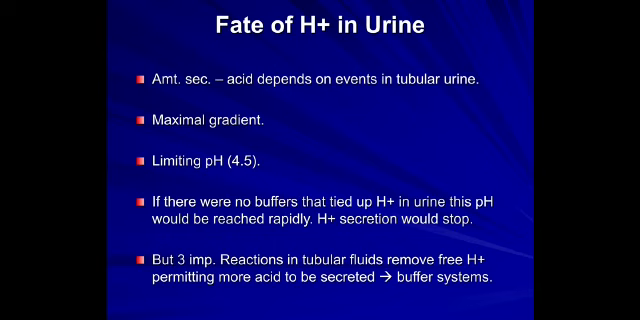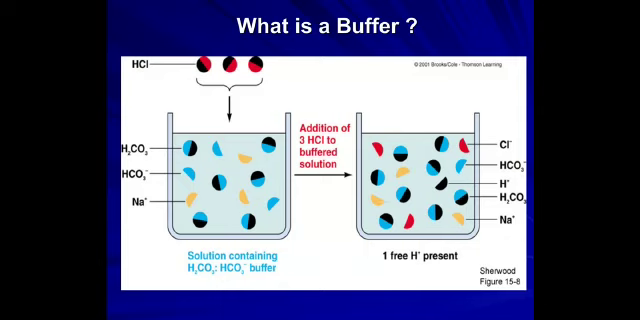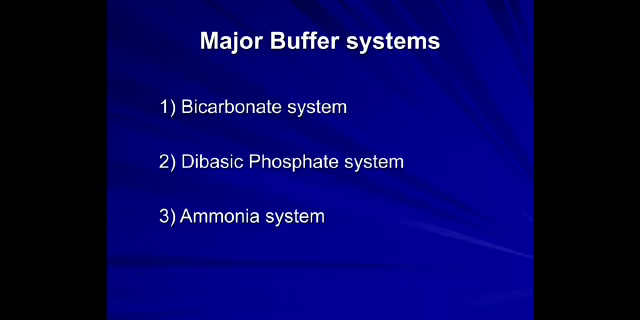If there were no buffers that tied up hydrogen in the urine, this pH would have been reached rapidly and hydrogen secretion would stop. But three important reactions in the tubular fluid remove free hydrogen, permitting more acid to be secreted by the buffer systems. So what is a buffer? Addition of H+ to a buffered solution results in less free hydrogen being formed. The major buffer systems in the kidney are the bicarbonate system, the dibasic phosphate system, and the ammonia system.